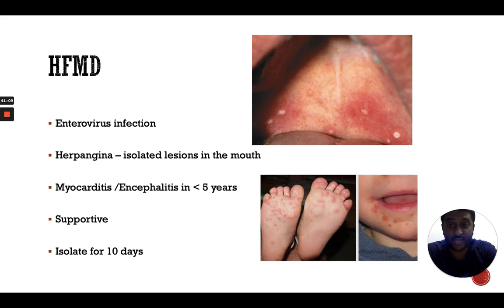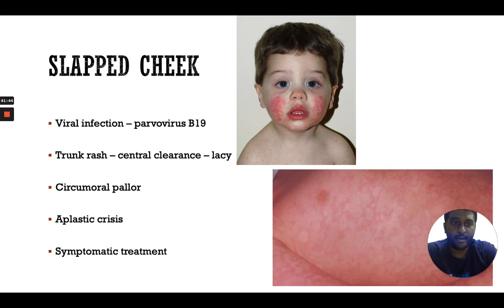You need to isolate the child for 10 days. The most common problem with HFMD is reduced feeding, and it's very scary because the child might not eat or drink, which can cause significant dehydration. For this we can encourage them to drink cold fluids, or we can ask the parents to give the type of food that the child really likes, to encourage intake.